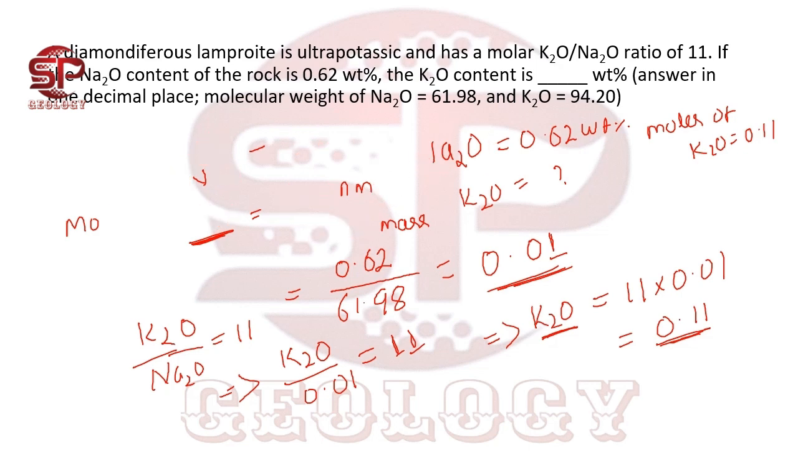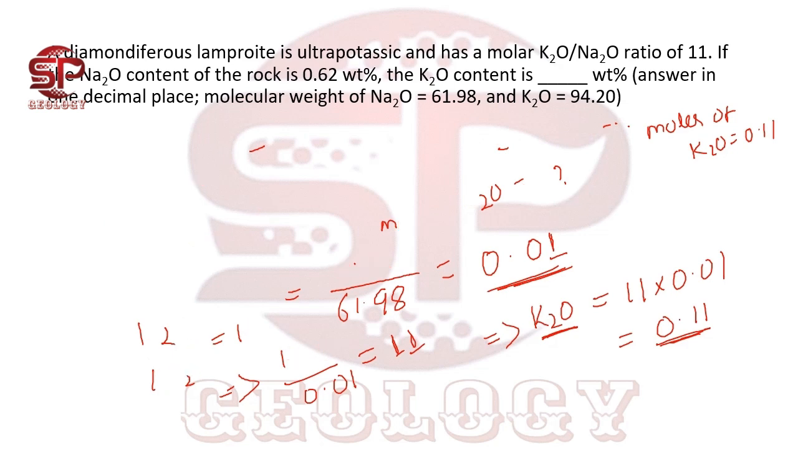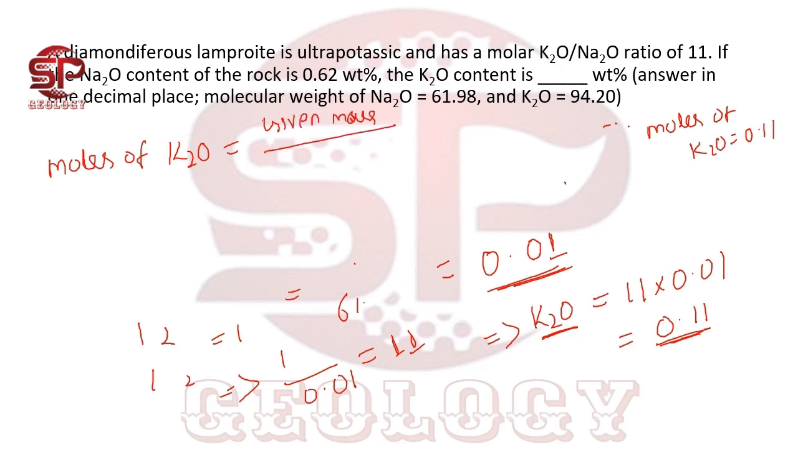Then we move to the same formula, given mass by molar mass. The moles of K2O will be given mass, which we have to calculate, divided by molar mass, which is given as 94.02. Moles is 0.11, so 0.11 into 94.02 will be your weight percentage, or given mass.